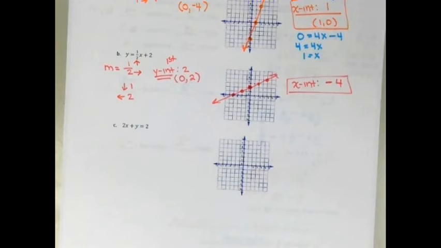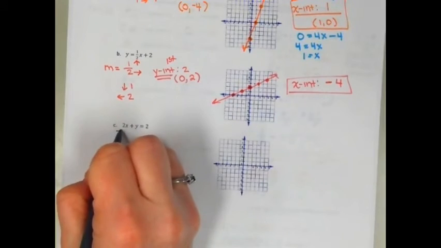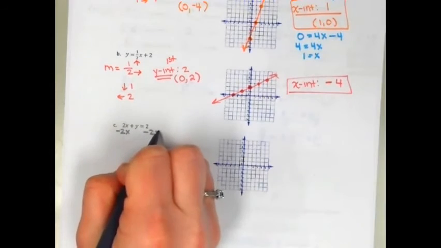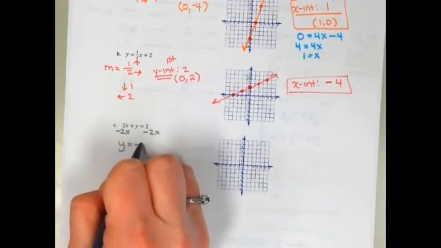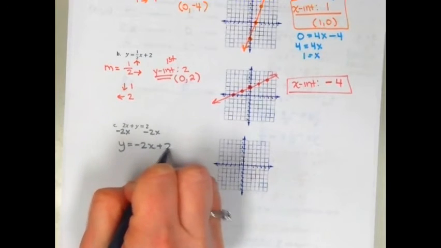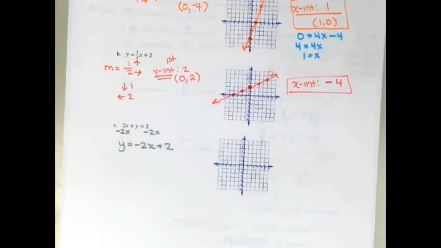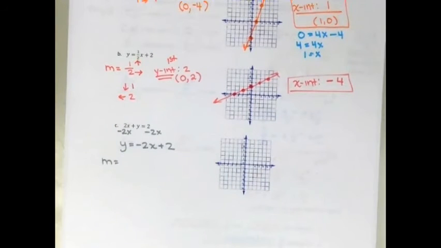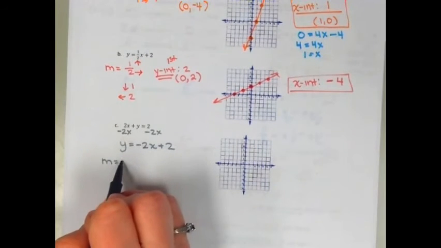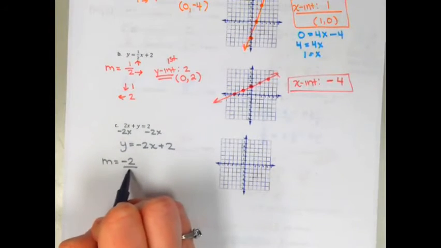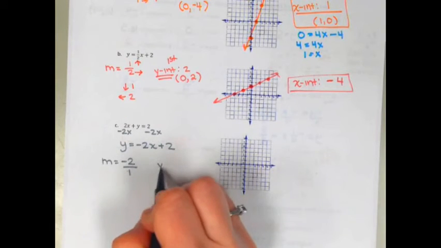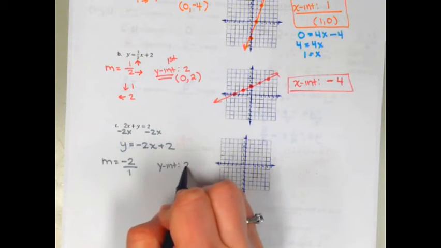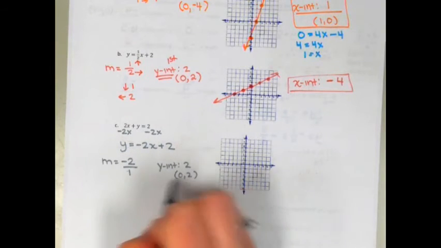Right, C, are we in y equals mx plus b form? No. So how do I move that 2x over? So we have y equals negative 2x plus 2. Is y by itself now? So what is my slope here? What's my m? Negative 2 over 1. And what's my y-intercept? 2, or (0, 2).